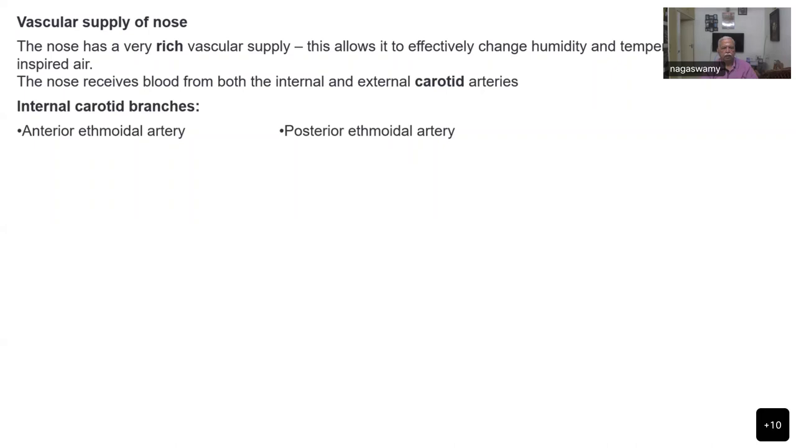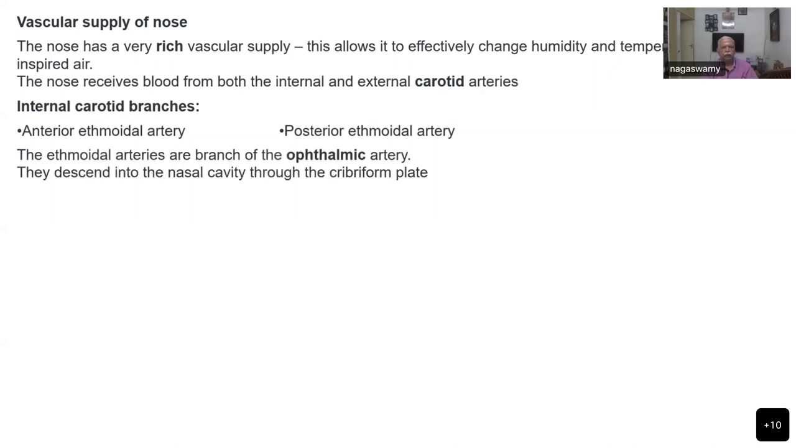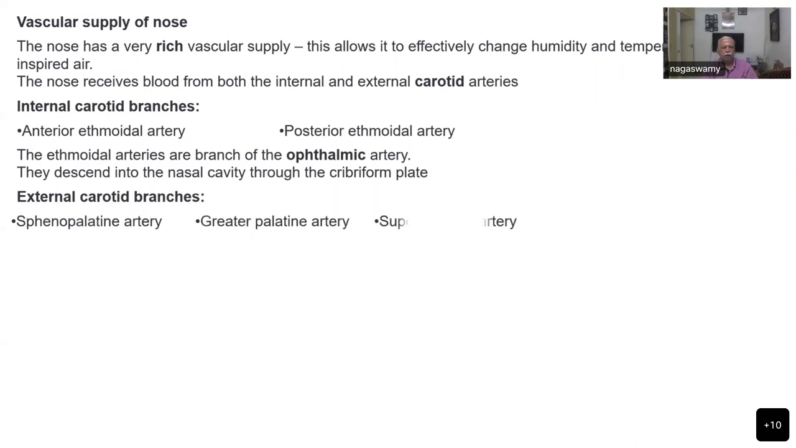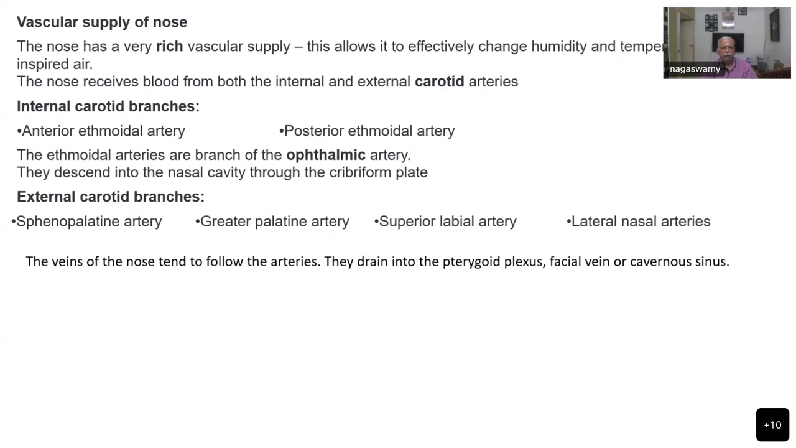Anterior ethmoidal artery and posterior ethmoidal artery are branches of the ophthalmic artery. Both the anterior and posterior ethmoidal arteries are branches of the ophthalmic artery, and they descend into the nasal cavity through the cribriform plate. Similarly, the external carotid branches are sphenopalatine, greater palatine, and superior labial lateral nasal. And the venous drainage follows the arteries, draining into the pterygoid plexus, facial vein and cavernous sinus.